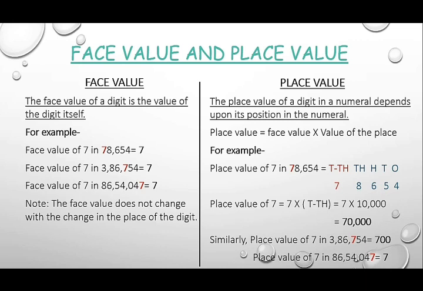Similarly, place value of 7 in 3,86,754 is equal to 700, that is 7 into 100. And place value of 7 in 86,54,047 is equal to 7, that is 7 into 1. Here 7 is in 1's place.